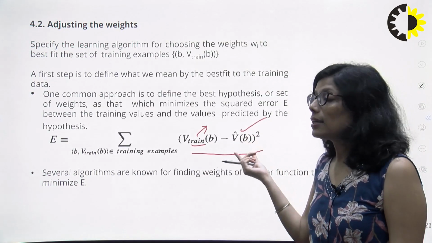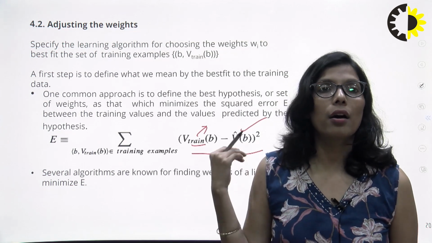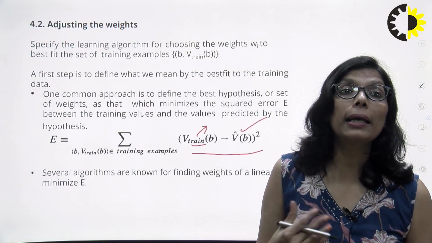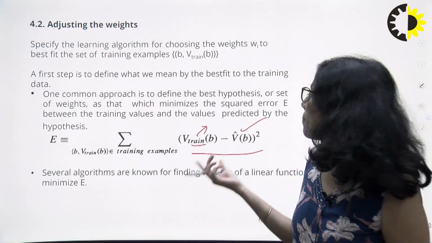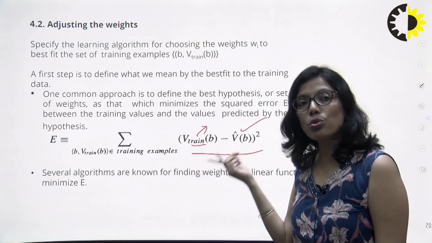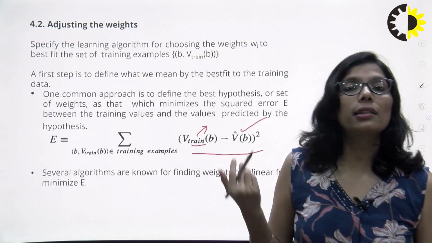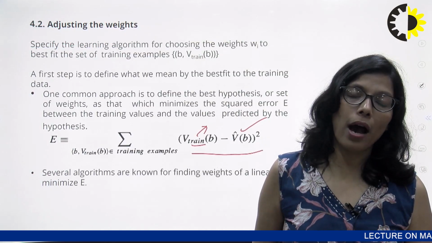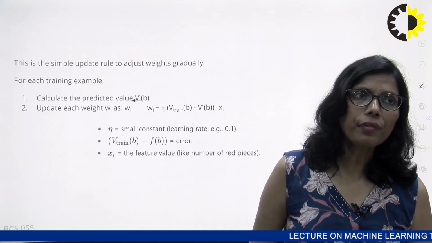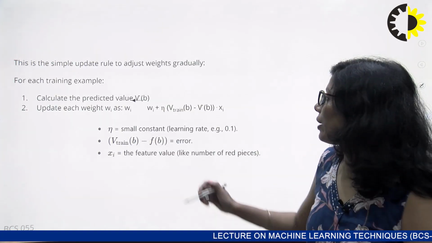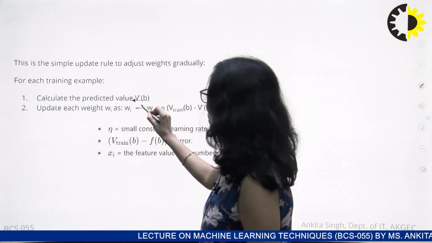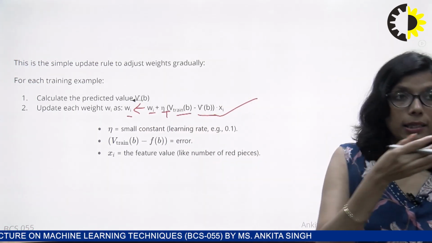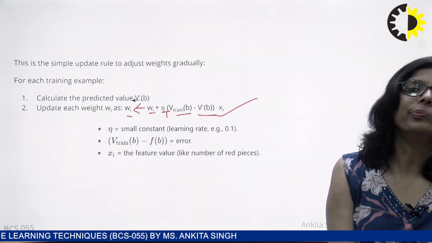V cap B is the value of my evaluation function, that is, you can say the target function of the game that I'm currently playing. So I will try to minimize the errors of these two by squaring them, and by this I will try to improve the weights, right? So this is how we are going to update the weight with this formula. This is how the weight is dependent upon eta. Eta is your learning rate, multiplied by vtrain B minus V cap B, multiplied by xi. Okay? Xi is the feature value.